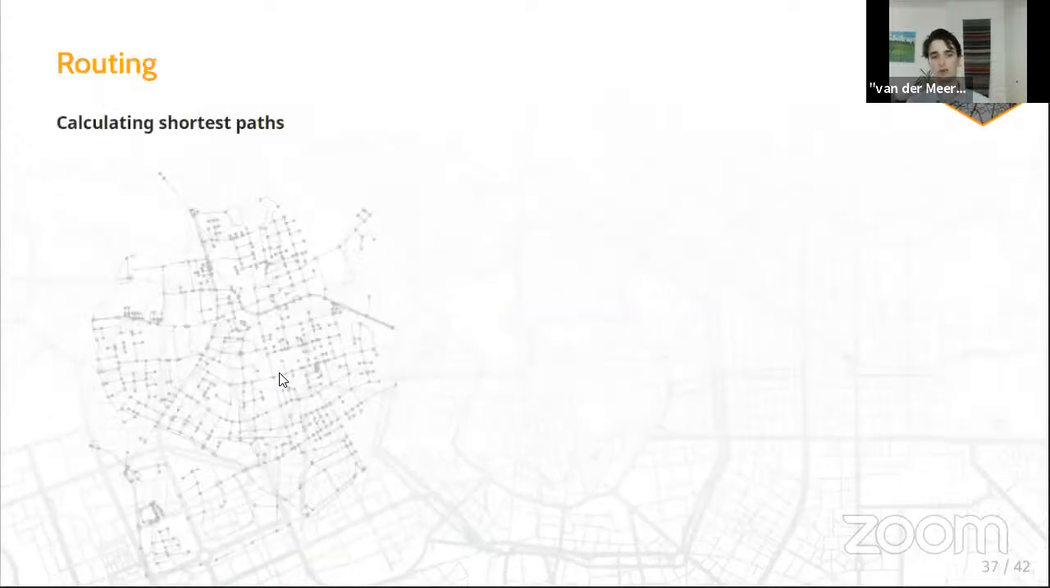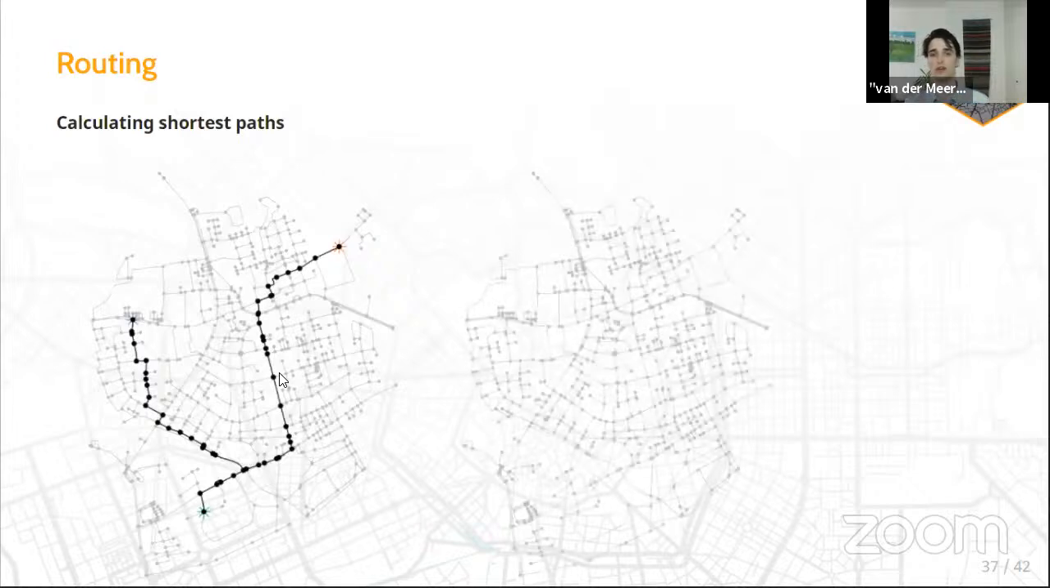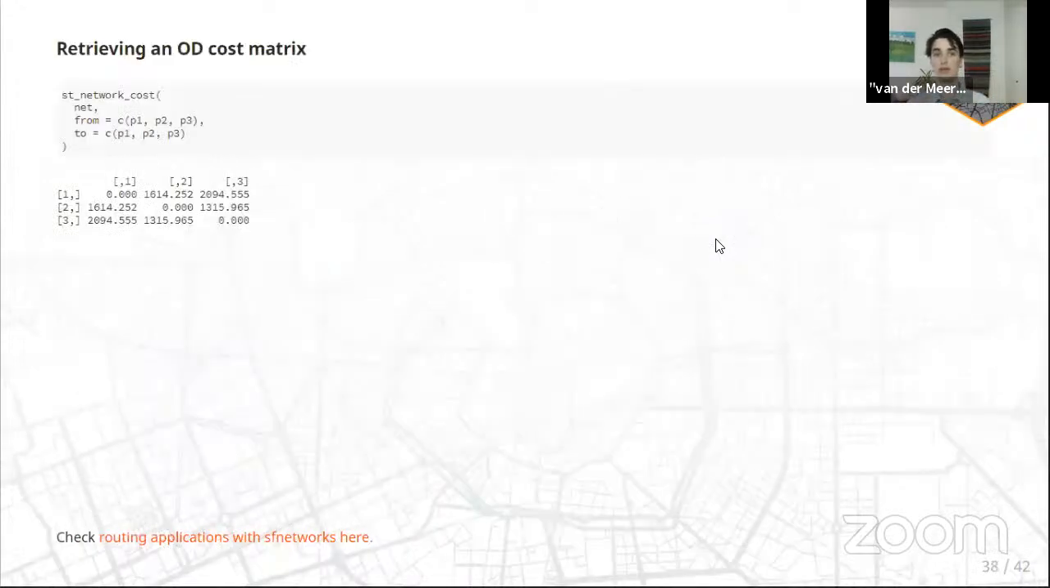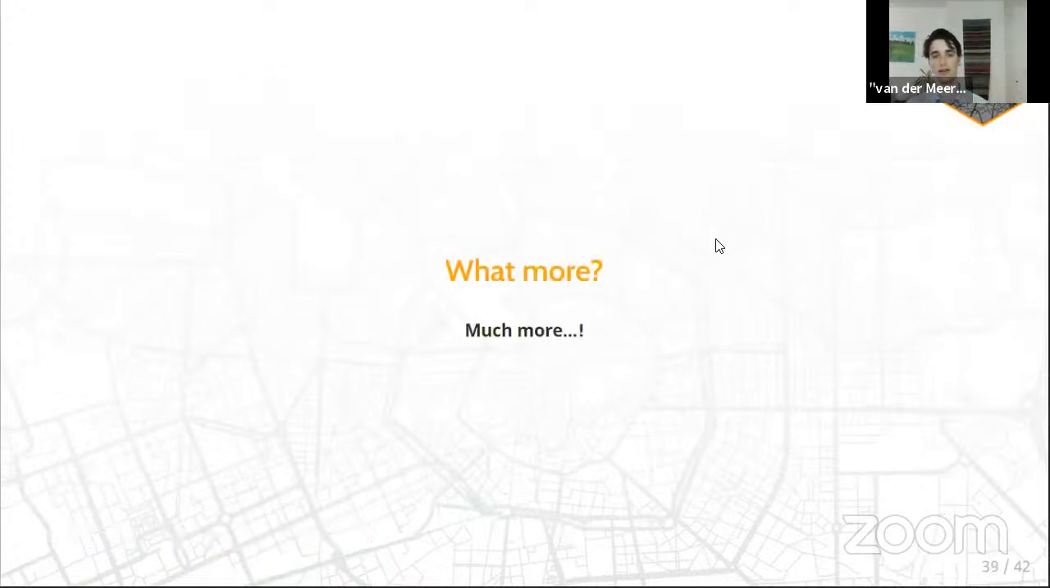Shortest path calculations, of course, are very important. And in SF networks, you can also give points that are not already a node in the network. You can give any point, it will find the nearest node and then calculate the shortest path. So this is also functionality that we added on top of what is already there. Cost matrices between all pairs of nodes are also in there. And a lot more, which I cannot cover now because I think I'm already out of my time.